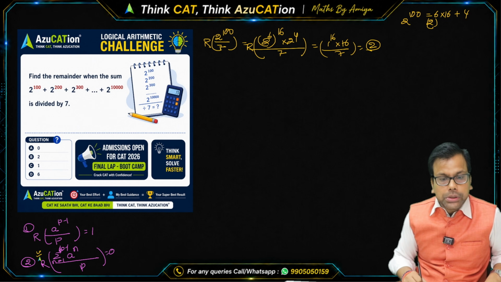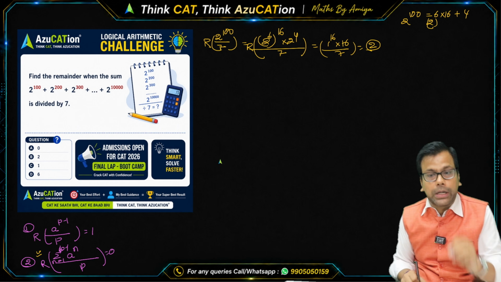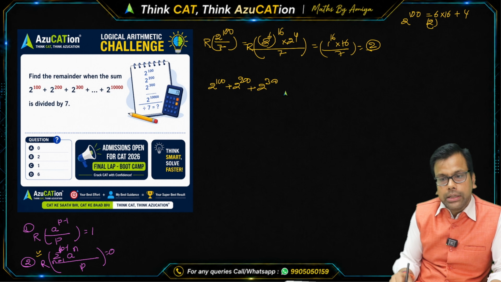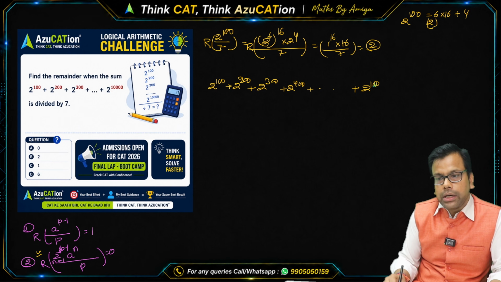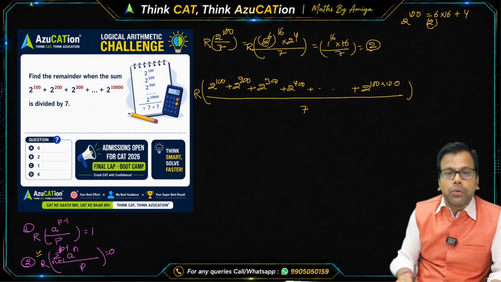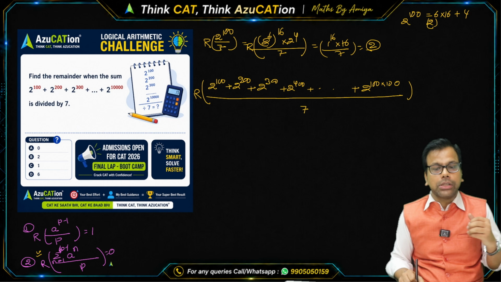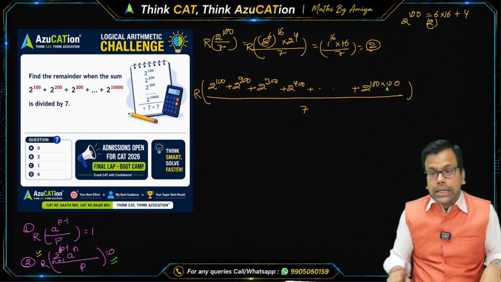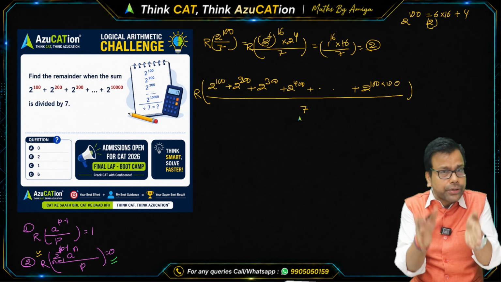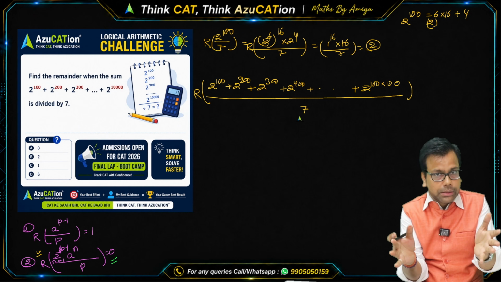Now we are going to use the second concept, the GP summation of the consecutive powers. So we have 2 raised to power 100 plus 2 raised to power 200 plus 2 raised to power 300 plus 2 raised to power 400, up to 2 raised to power 100 into 100. So we have 100 terms of GP summation divided by 7. What would be the remainder? So we are going to apply this extension of the Euler, that is on the GP. Since we have 100 terms and we are dividing by 7, any consecutive 6 terms should be divisible by 7.